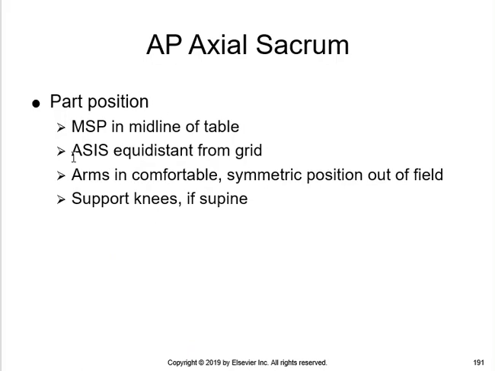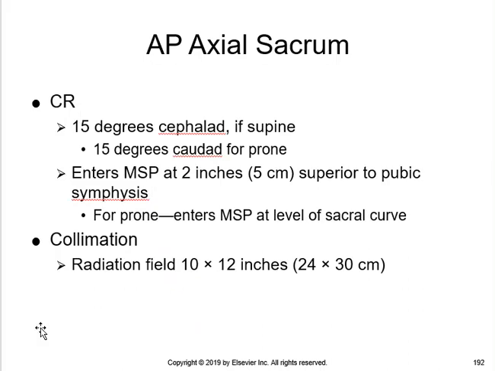So mid-sagittal plane in the middle line of the table. Mid-sagittal plane would be perpendicular to the image receptor. Mid-coronal plane would be parallel to the image receptor. Get the arms out of the way. You can support the knees if you wanted to, just don't bend them up too much, just maybe a pillow underneath the knees.